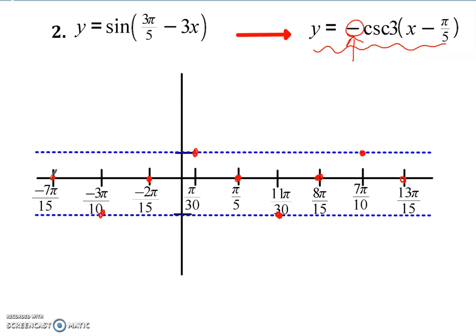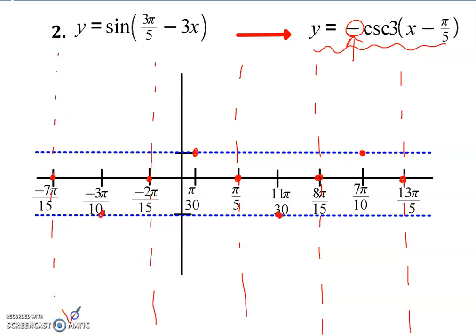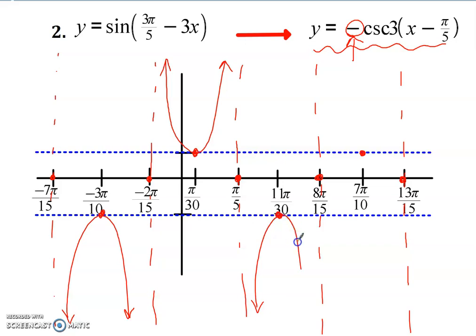Just like we did with our secant graph, if you have a point on the middle dashed line, you're going to have an asymptote there, because that is where that function is undefined. So we place our vertical asymptotes, and then let's place our parabolas. This one is going to be 4 whole parabolas. It all depends on how everything falls. Awesome. So there is example number 2.